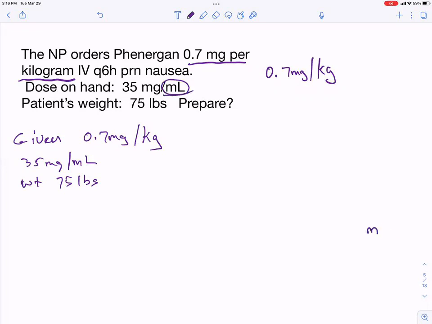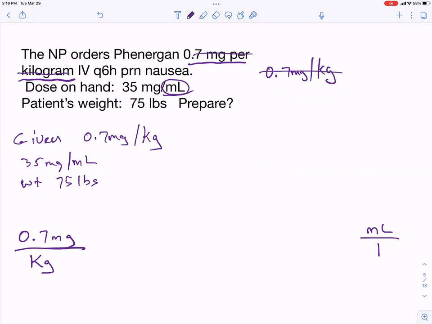So some people like to start their wanted with their wanted first, and neither is wrong. You just have to make sure that where you start and where you end is the right setup. So 2 factors, we start with the order, but we put the dose on top in the numerator position and the weight ordered on the bottom. So the doctor wants 0.7 milligrams per kilogram, but I have to get to milliliters. So again, if you want to cross things off as you use them, go for it.